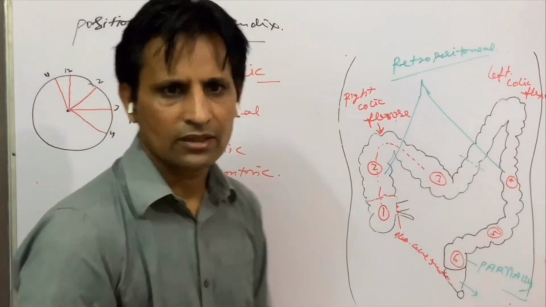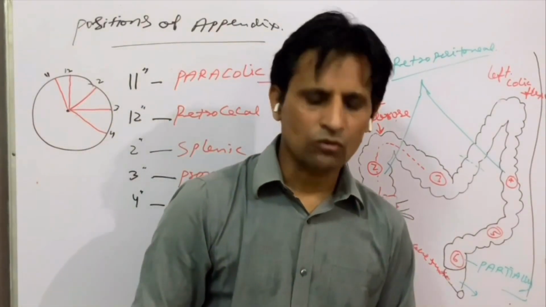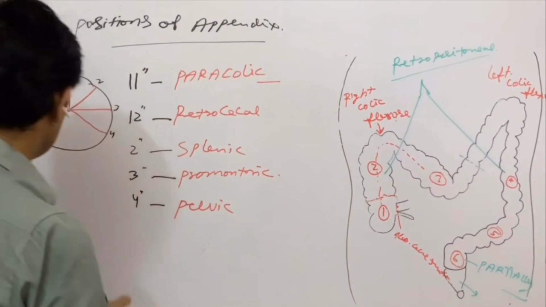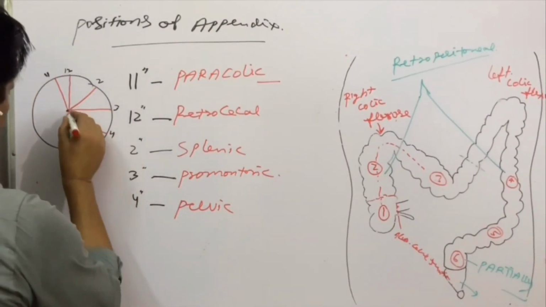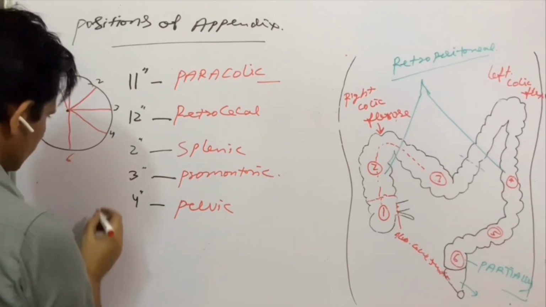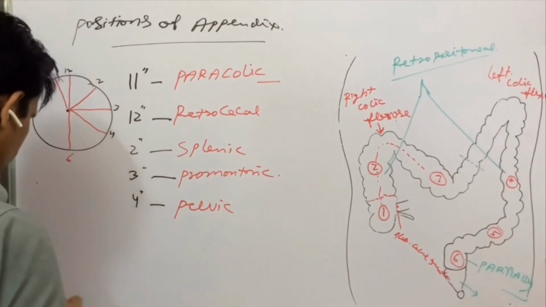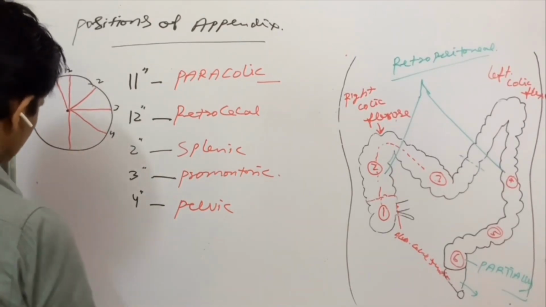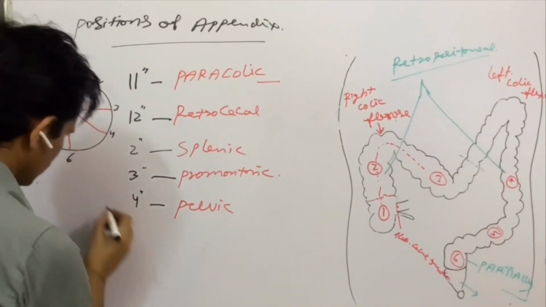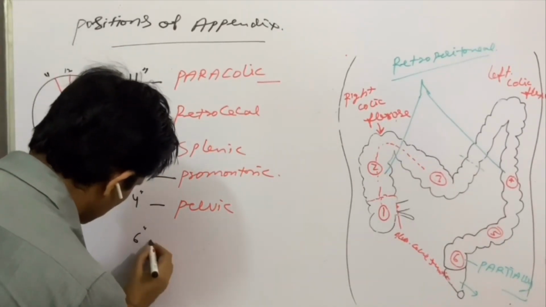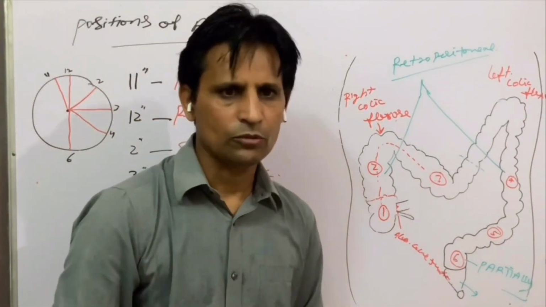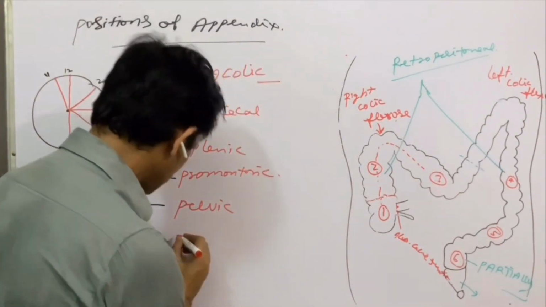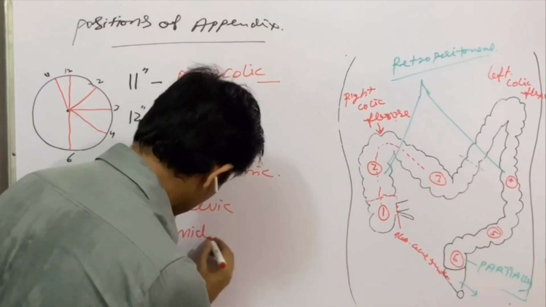And the last one is the 6 o'clock position. That would be the 6 o'clock position, and this 6 o'clock position is known as the mid inguinal position.